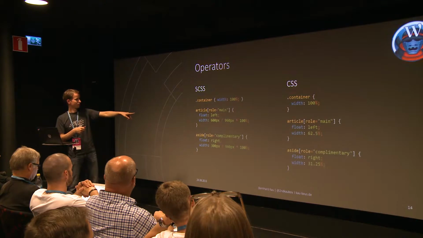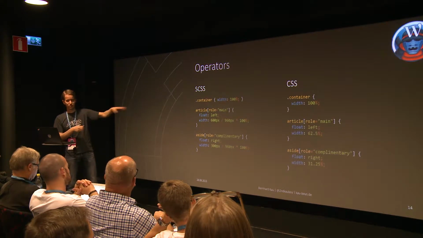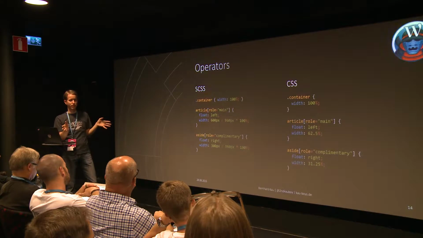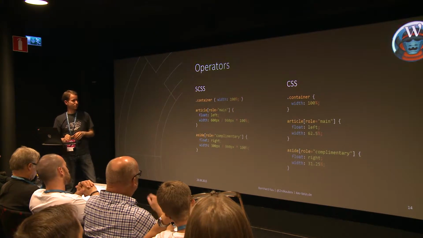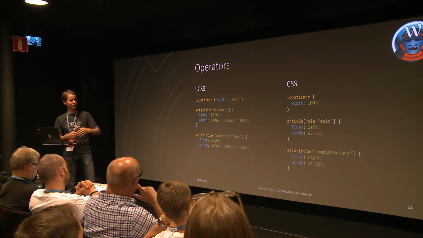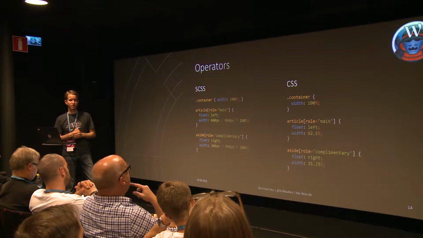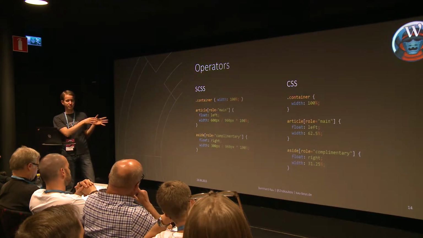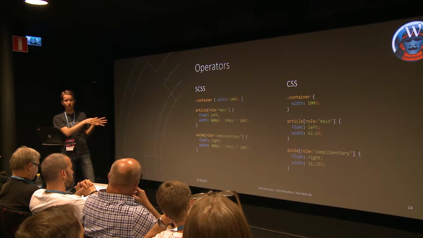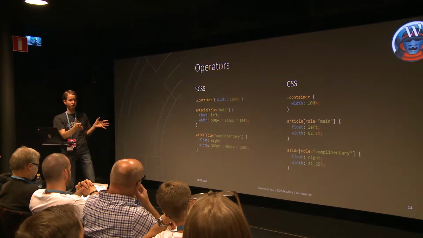You use the width of the article you want to have, divide it by the container width, and then multiply it by 100%. And then you get the result as a width in percent. So it's very easy to let SCSS calculate how wide something should be.